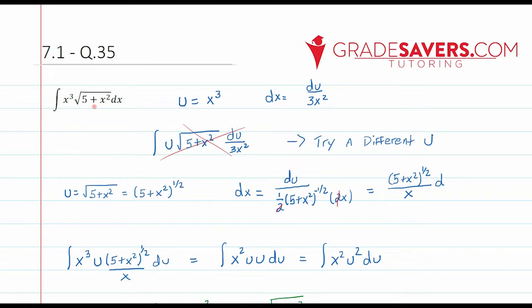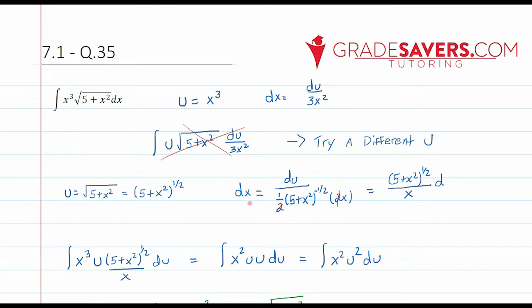Now, normally people would use u as x cubed, so we would find our dx would be equal to du over 3x squared, and then we'd start our substitution and we'd see we can't get too far. There's no way to get rid of the x variables. So let's try u equal to root 5 plus x squared. That means it's equivalent to 5 plus x squared to the power of a half.